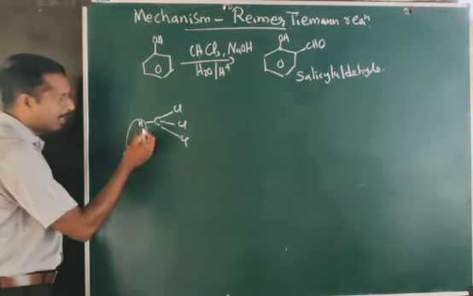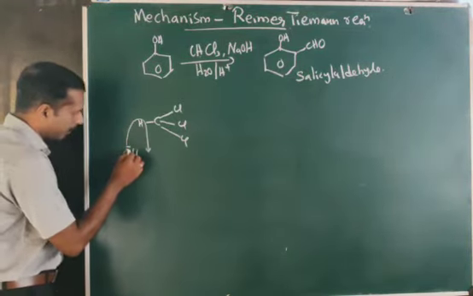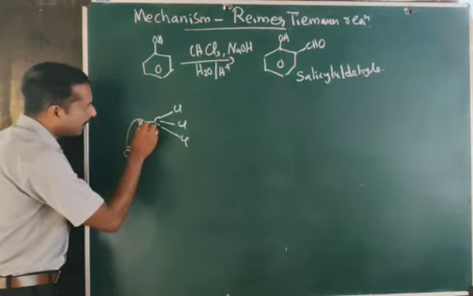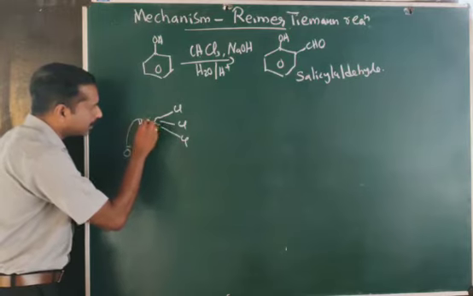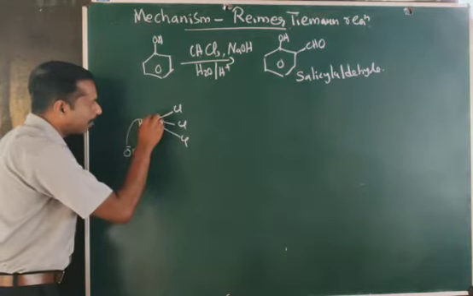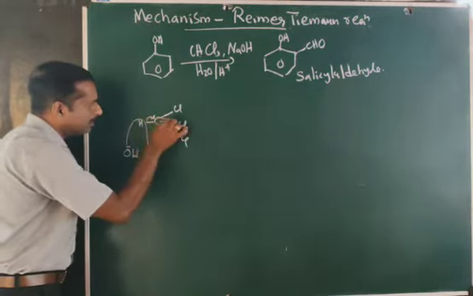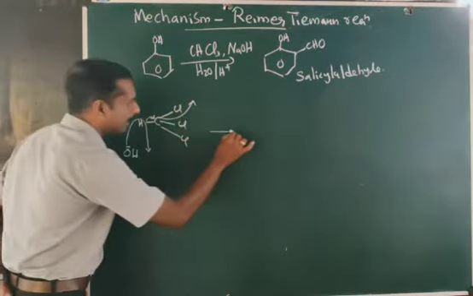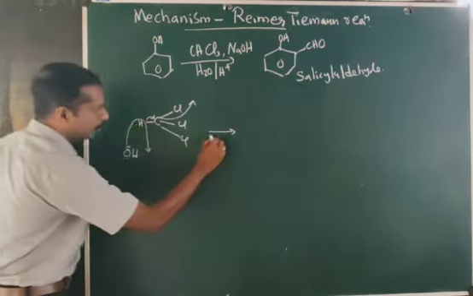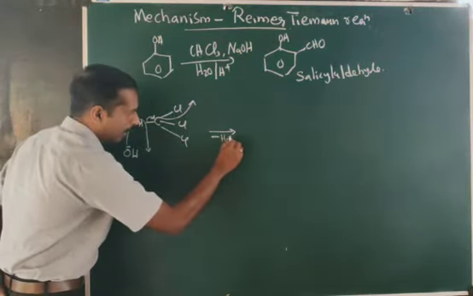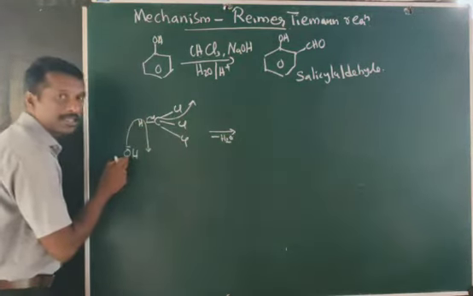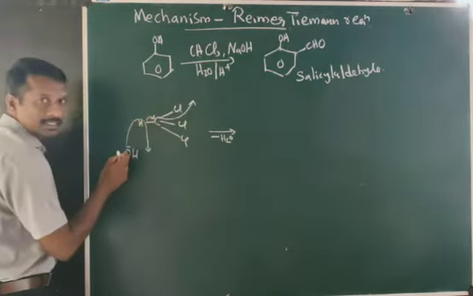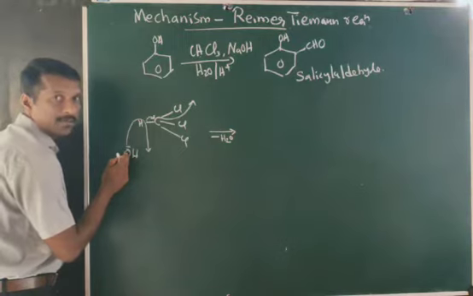Look at it here very carefully. OH minus, our base, removes a proton from our chloroform. Then this pair of electrons, this bond, is shifting to carbon. At the same moment the Cl is eliminating. And what we get is minus H2O. H2O is removed. Where are we getting this OH minus? From NaOH, Na plus and OH minus. It is from our base.